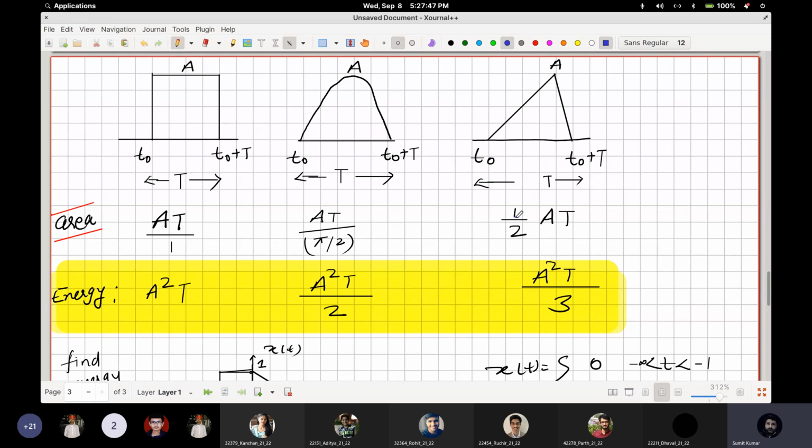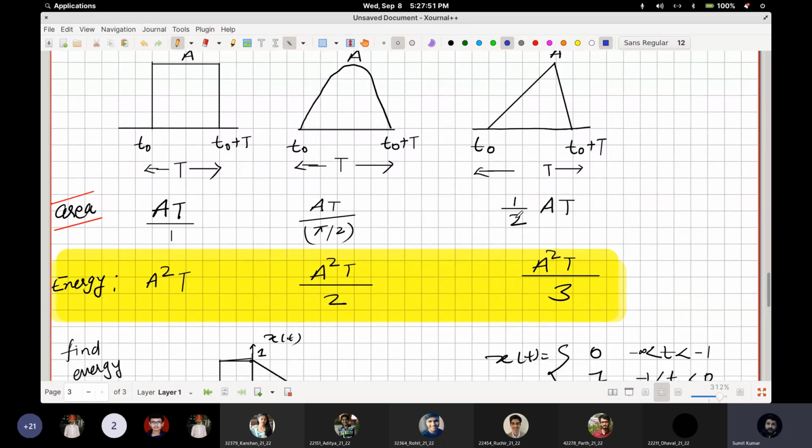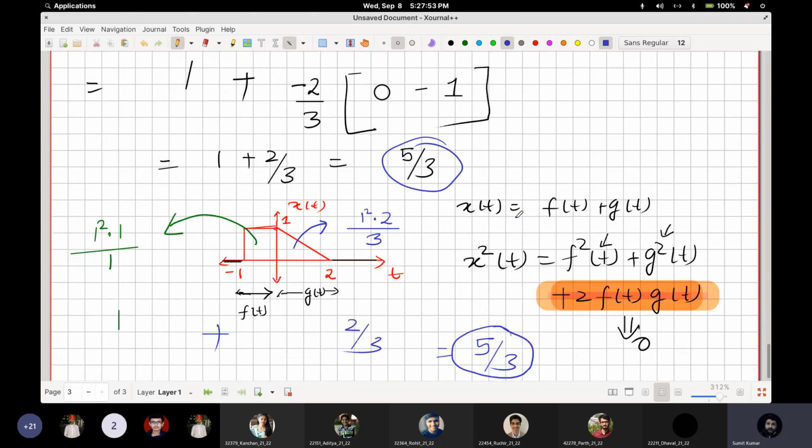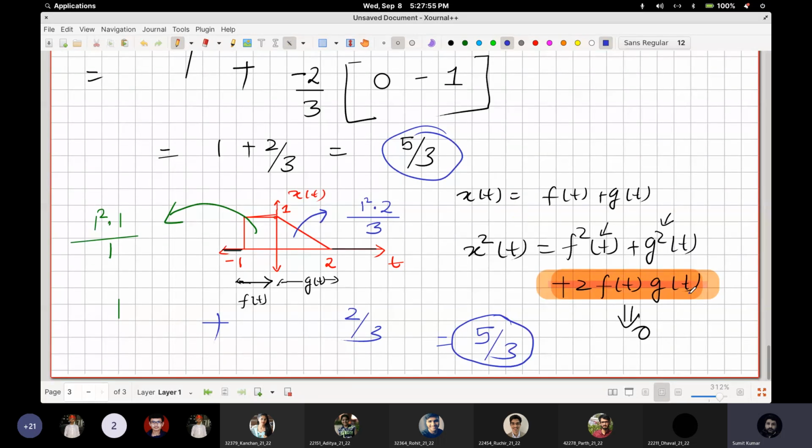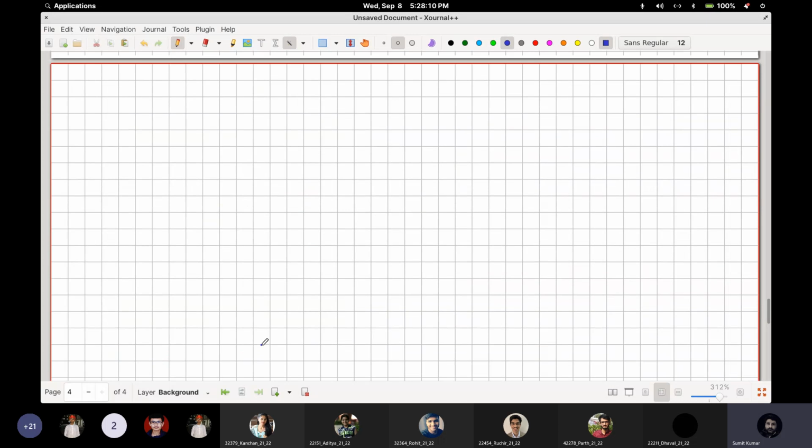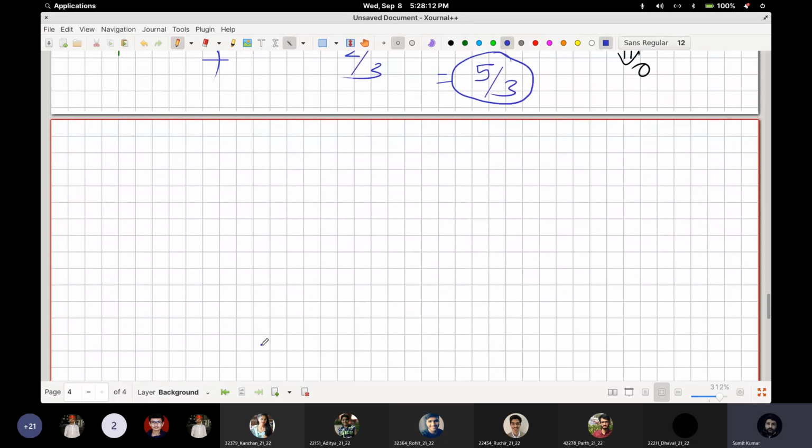You will always be able to get energy and power very quickly, but you have to be very careful, because this 2 times f(t) into g(t) term may or may not always be zero. Okay, is that clear? Yes, sir. Okay, so let me give you another problem, and we will see that f(t) and g(t) is not zero.